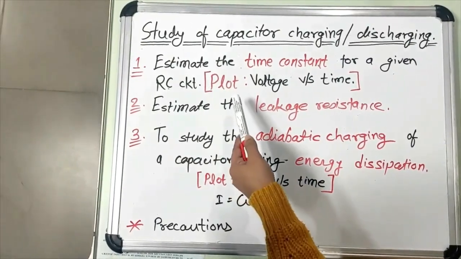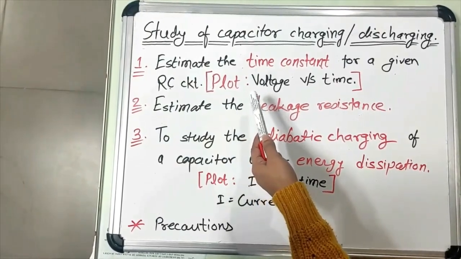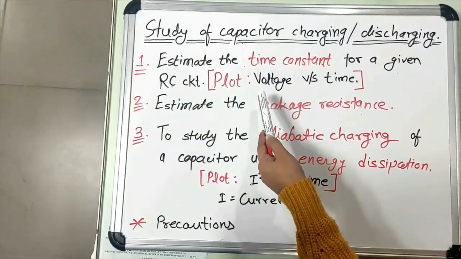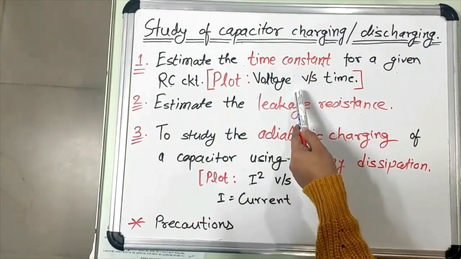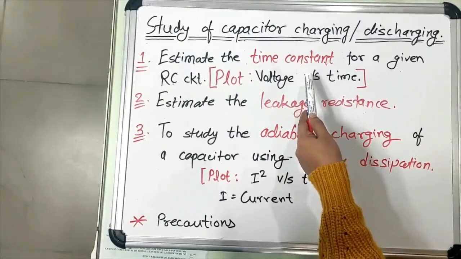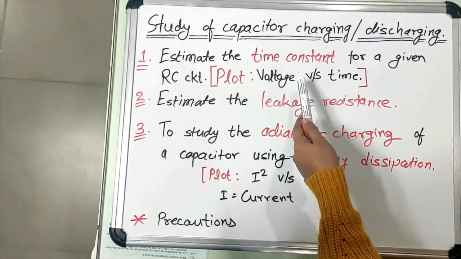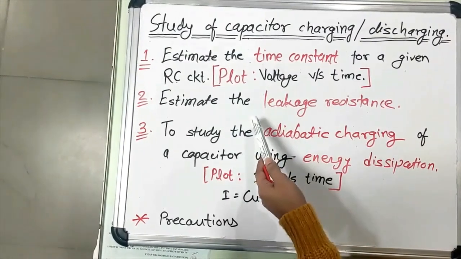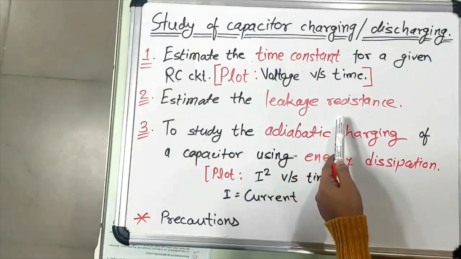In the first part, we will see how the capacitor behaves while charging and discharging, and from this graph we will get the time constant experimentally. This time constant can also be calculated theoretically by using a formula, and then we will compare both these values. In the second part, we will calculate the leakage resistance.